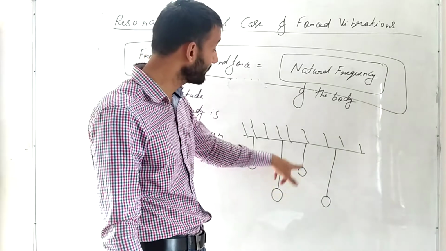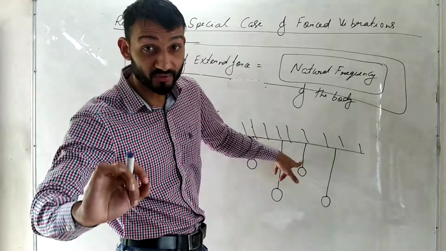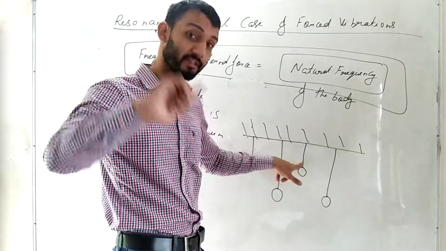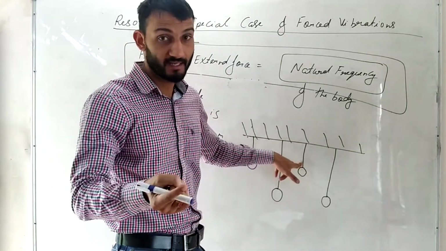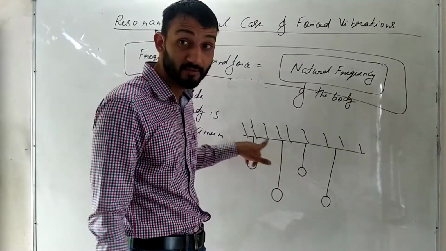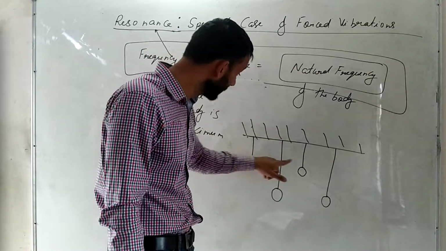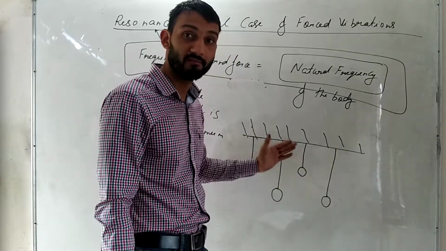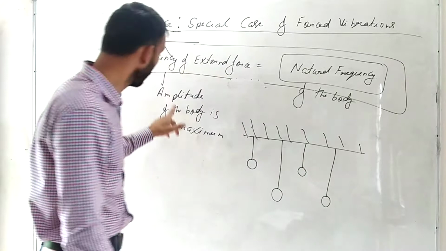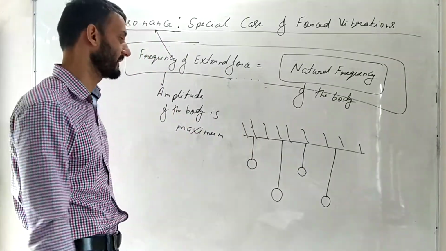And why is this happening? Because the length of these two pendulums is equal, and the frequency of vibration depends on this length. Now since the length is equal, the frequency will be equal, and when the frequency of these two vibrations is equal, you know, resonance will happen. And when resonance takes place, they will move in a rhythm forward and backward, and at that time the amplitude of these two pendulums will be equal. Okay, so this is the first example.